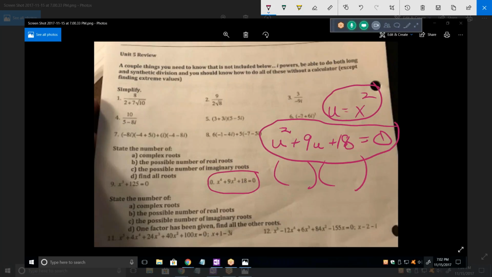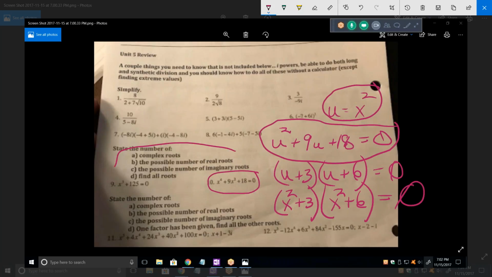When it's in u, it's u plus 3, u plus 6. And now I go back and resubstitute. So it really factors into x squared plus 3 times x squared plus 6. What does that produce? What do I do next to solve for x? In other words, I'm going to answer all 4 of those at one time.